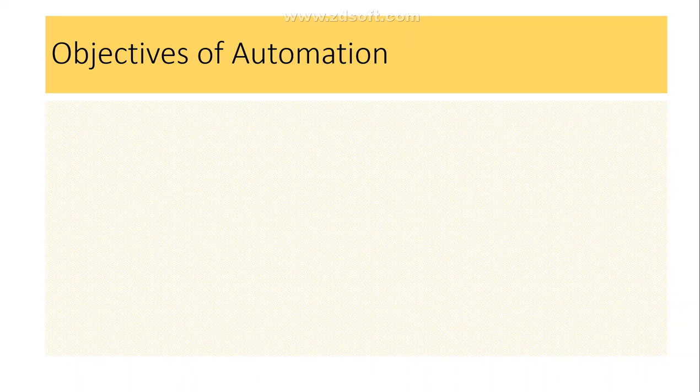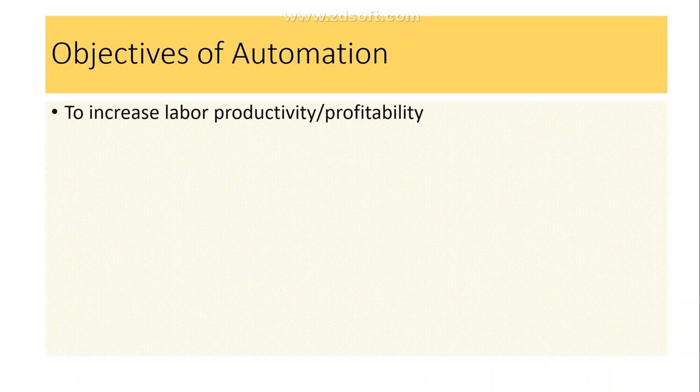Automation is necessary because it has certain importance in terms of business. That's the reason we have to know why it is so important and what purpose it serves. Let's see: first, to increase labor productivity and profitability.